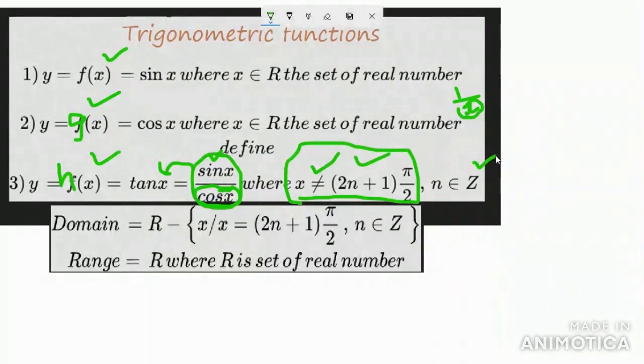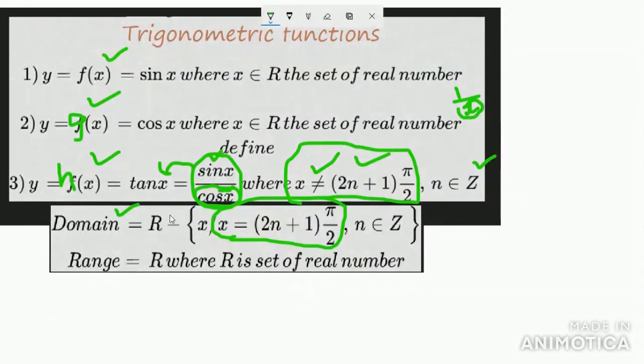Here the domain of the function is not R now, because tan x is not defined when x equals (2n plus 1) times pi by 2. Therefore, the domain set is R minus the set of x such that x equals (2n plus 1) times pi by 2, and you have to remove all the real numbers which are odd multiples of pi by 2 from the set of real numbers.